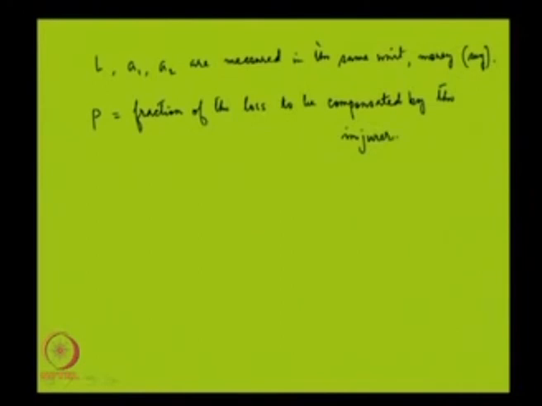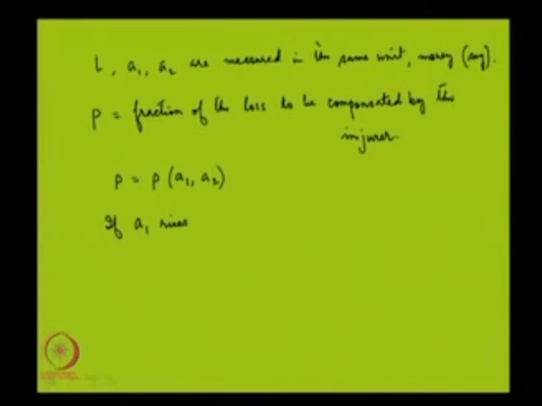Now, rho can also be thought of as a function of A1 and A2. So, I can say that rho is a function of A1 and A2. Now, what kind of function this will be? If A1 rises, this means that the injurer is taking more care. In that case, it is reasonable to assume that rho should go down because he is taking more care, so he is less responsible for the accident, and therefore he should bear less fraction of the loss that has to be compensated.